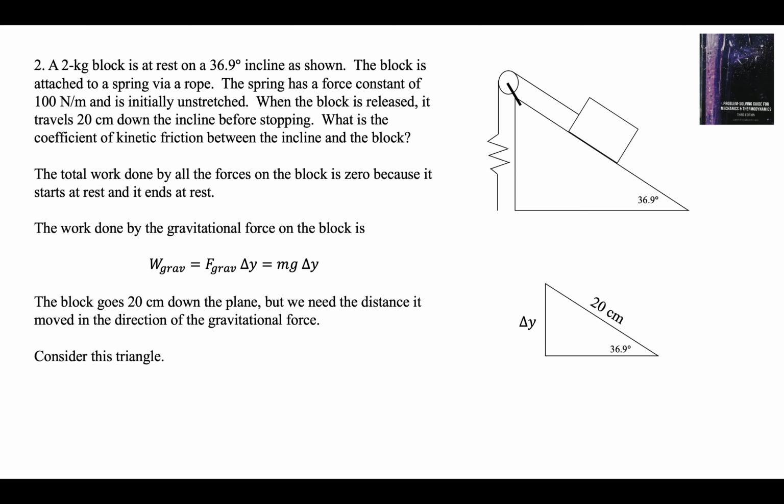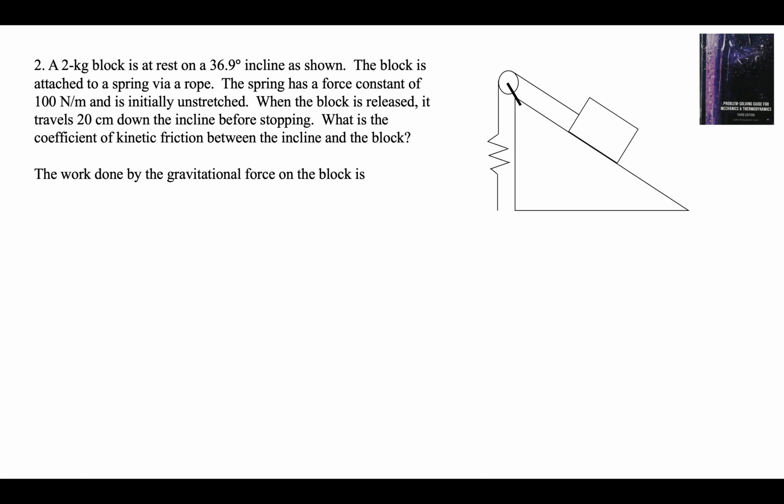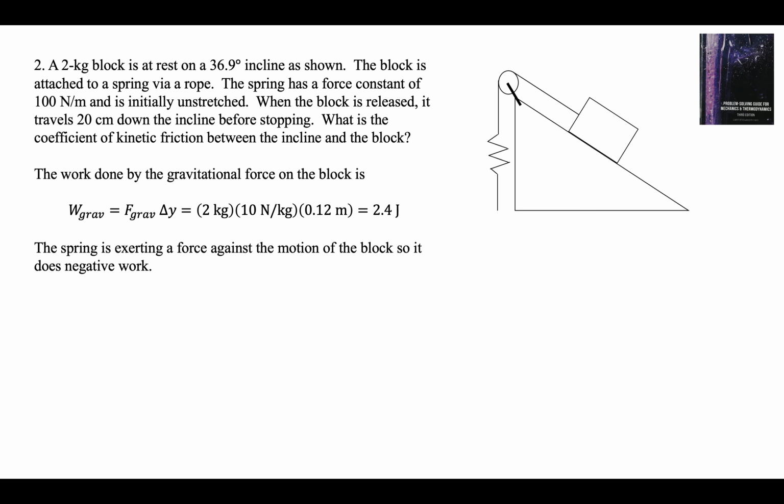So let's do some trig. There's the 20 centimeters. The block went down the plane. We need to know the height. So that's 20 centimeters times sine 36.9 degrees, which is 12 centimeters. So now we can get the work done by gravity. It's positive. The block's going down. The gravitational force is down. 2 kilograms times 10 newtons per kilogram times 0.12 meters. That's plus 2.4 joules.